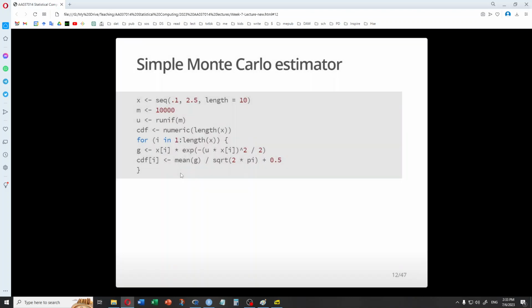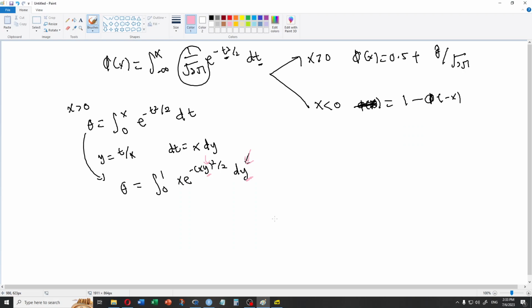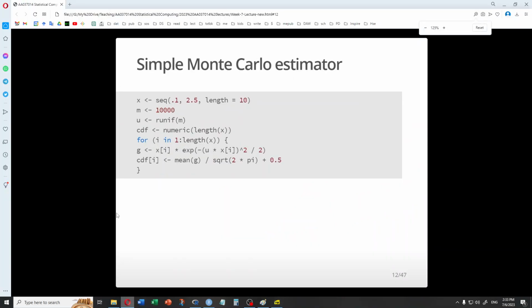So let's see how it is done in R. In R, first we create 10 numbers for x, where x is a sequence created using the seq function, from 0.1 to 2.5. So what we have here is just this part of the standard normal distribution, because the middle is considered 0, so we have 0.1 and several other numbers, up to 2.5. So for each of these values, we want to evaluate.